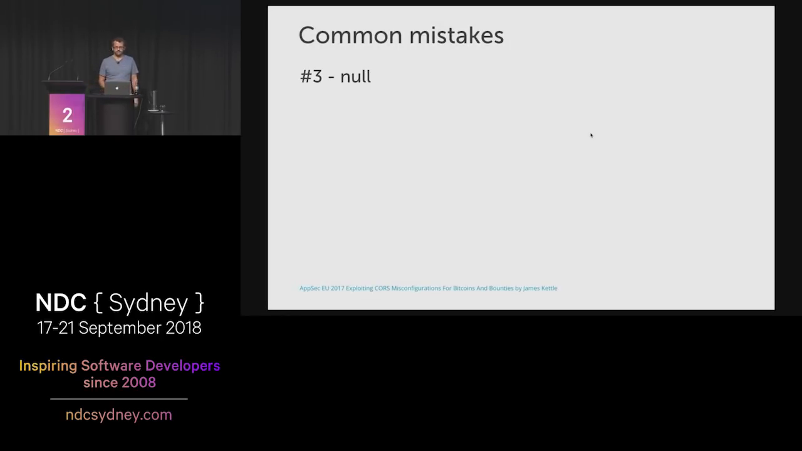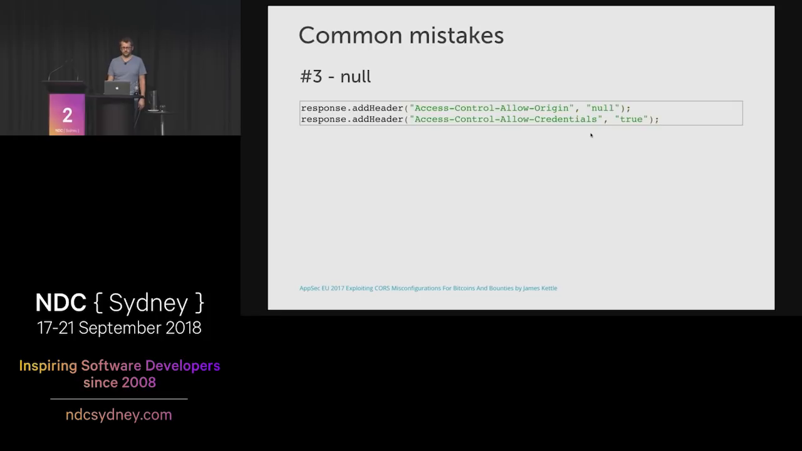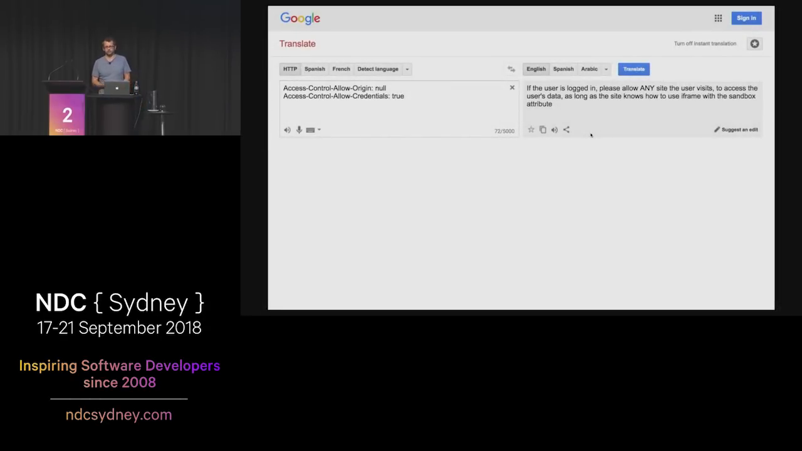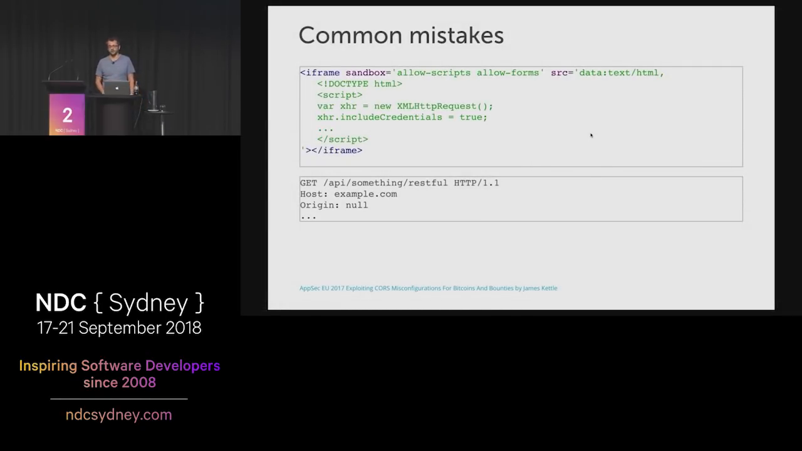Next one, null. All right. What does this mean? Access-Control-Allow-Origin: null, Access-Control-Allow-Credentials: true. Let's ask Google Translate. So if the user is logged in, please allow any site the user visits to access the user's data, as long as the site knows how to use an iframe with the sandbox attribute. Like this. Because if we create an iframe with a sandbox attribute and we use this data thing here, we're going to get a null origin. And so what would actually be sent is Origin: null, as you can see at the bottom here. So that's also a completely unsafe configuration.